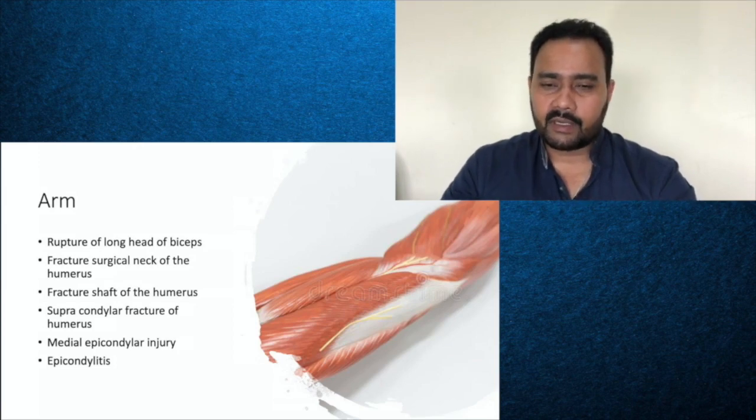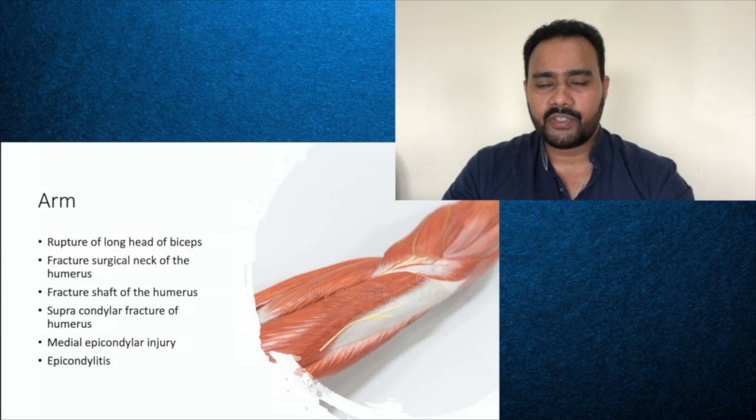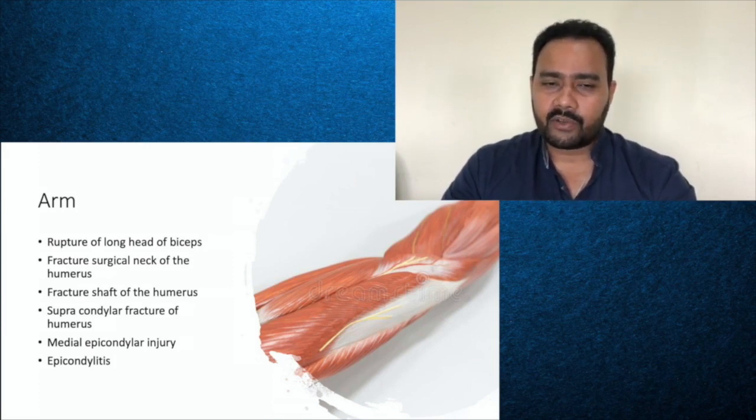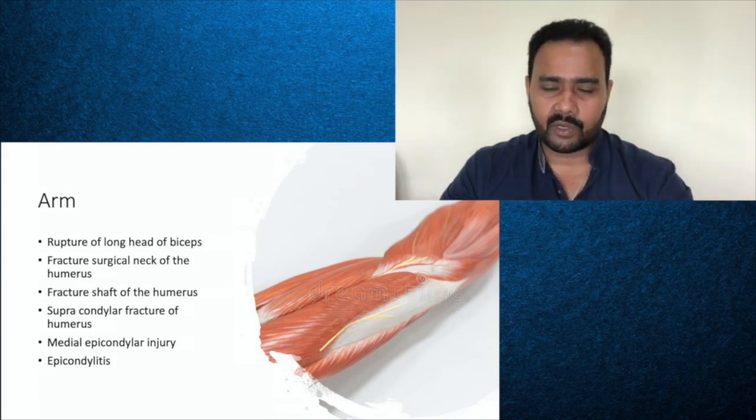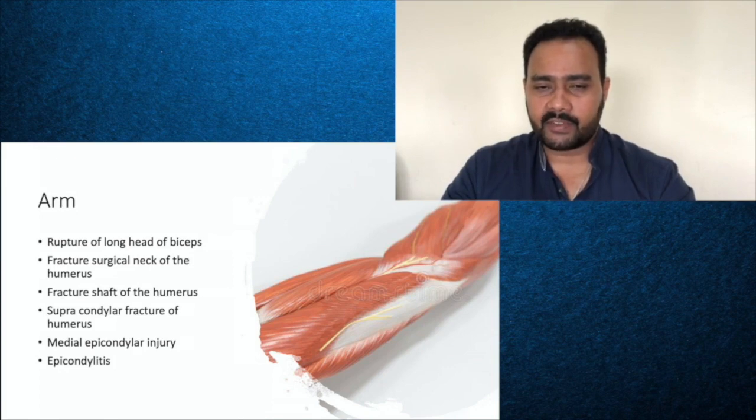Next region is the arm. What are the important things we need to discuss in the arm? There is a condition called rupture of the long head of biceps. So, I do not know whether you heard this earlier. Biceps has a long head and a short head, everybody knows. Whenever there is some rupture of the long head, that is called rupture of the long head of biceps.